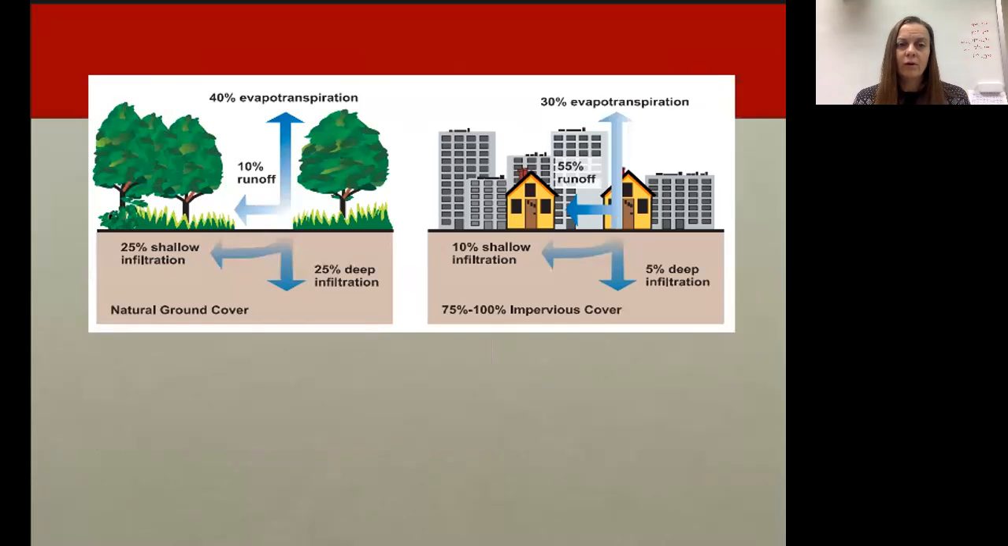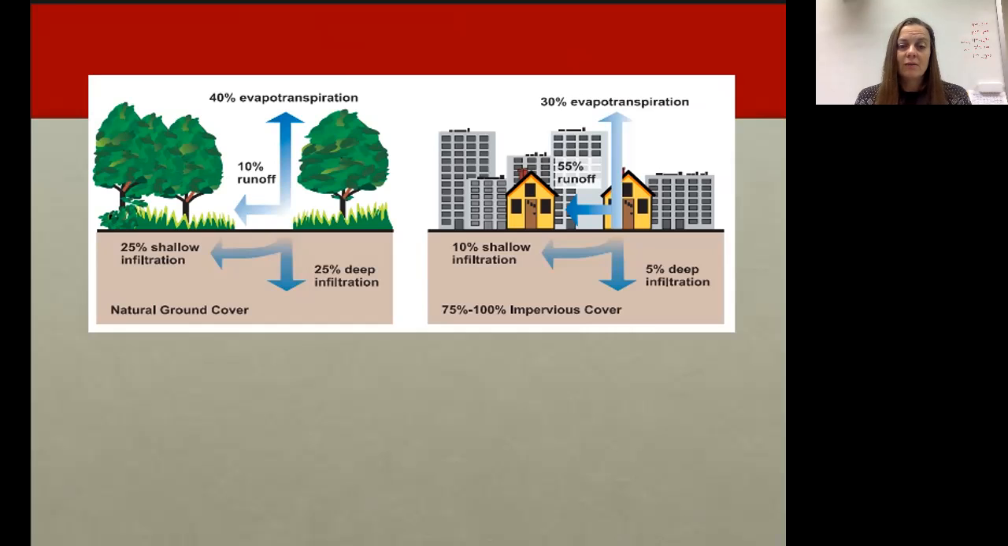Because if we have a woodland area or a vegetated area, 50% of the water that falls on it as part of our natural water cycle is going to go into the ground. 25% of it's going to stay shallow, 25% of it is going to be deep infiltration. That means that 25% is recharging our aquifers. 25% is just in the soil, part of the water table. It's providing water for our plants and all of those root systems. 10% is going to run off and 40% is going to evaporate back off.